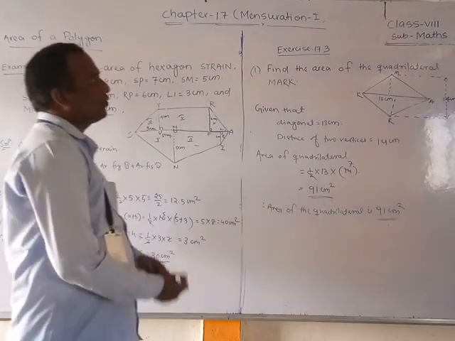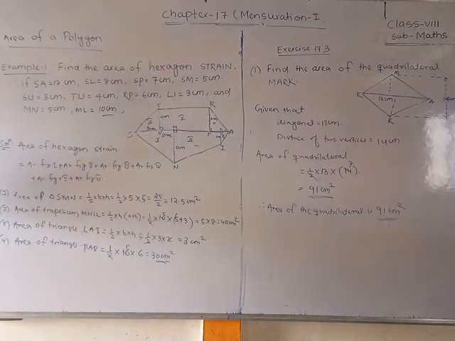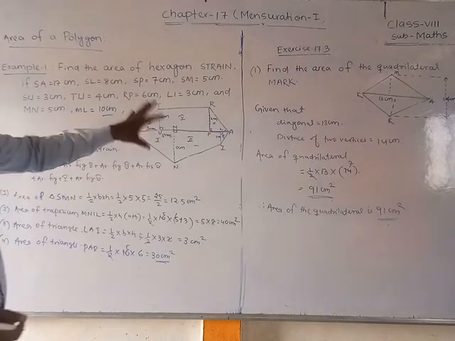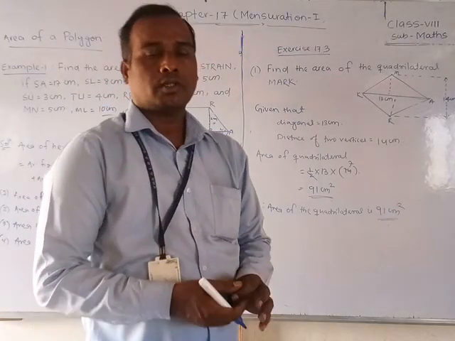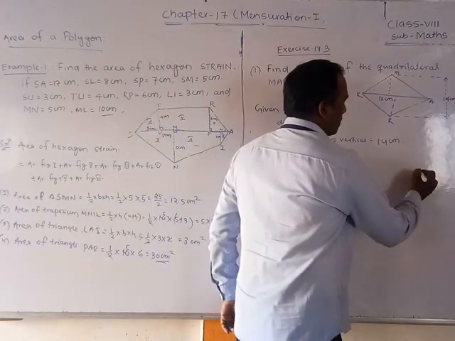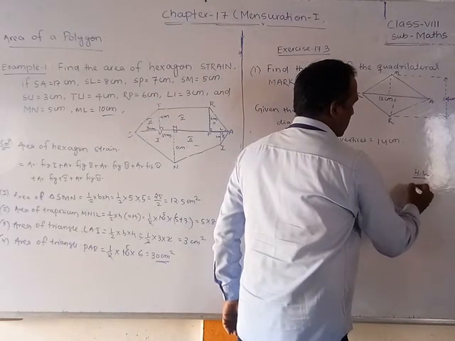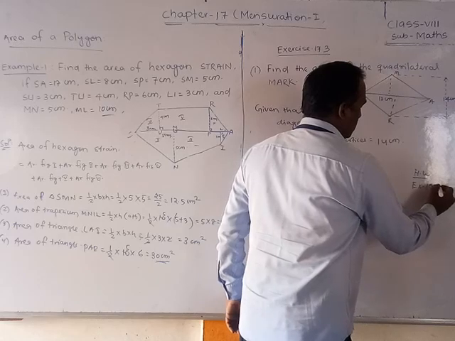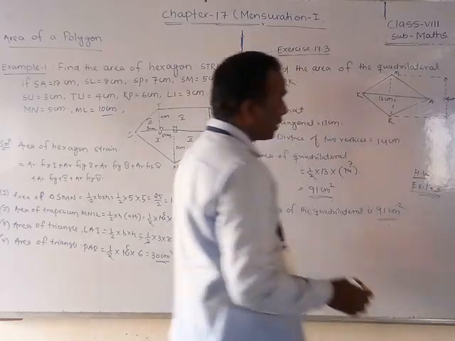Okay students, I hope you have understood what the area of polygons is and how to find it when irregular sides are there. Okay, so for your homework, exercise 17.3.